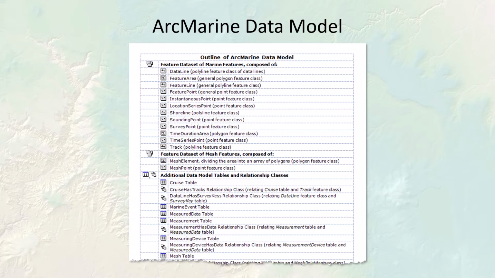If you're curious, here's an example of a data model. This is ArcMarine. Notice it has a feature data set at the top of marine features composed of a whole bunch of separate point and polyline and polygon feature classes. There's another feature data set of these mesh things which define the matrix within which all the other features exist. Then you have a whole bunch of additional tables and relationship classes that connect them all up. This illustration of ArcMarine is also in your lab exercise and lecture notes document if you'd like to see it.